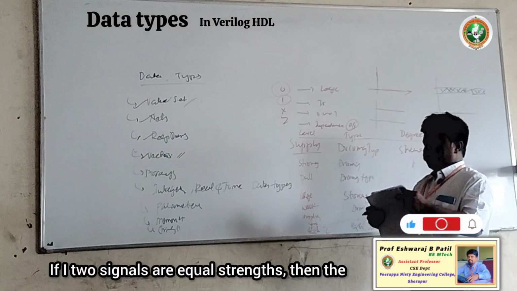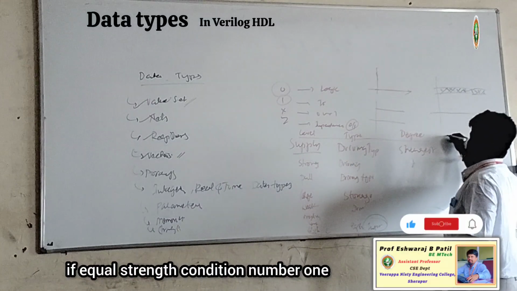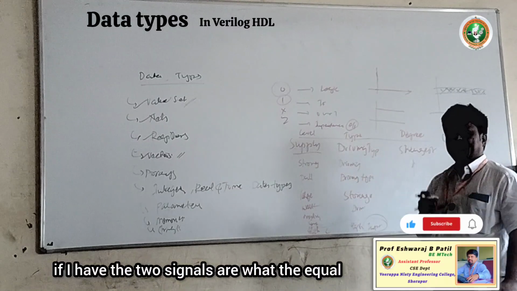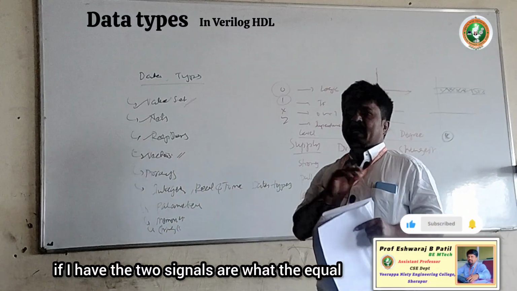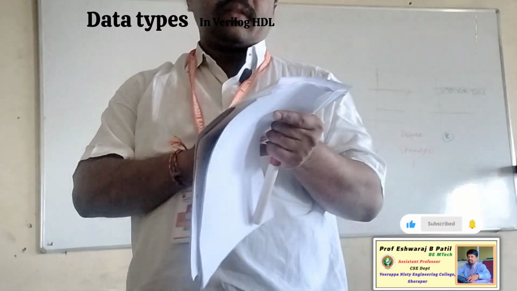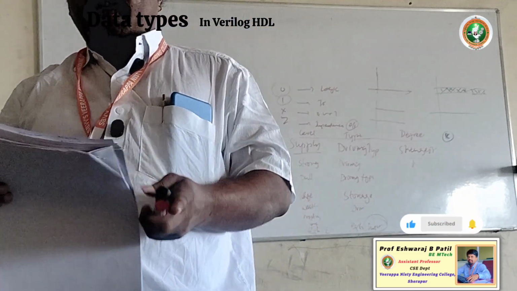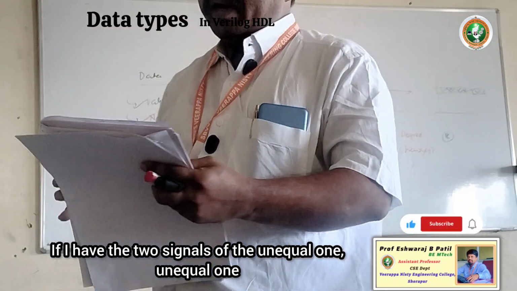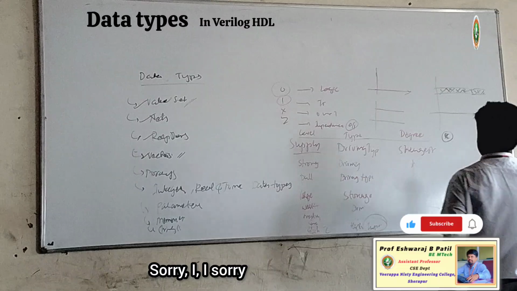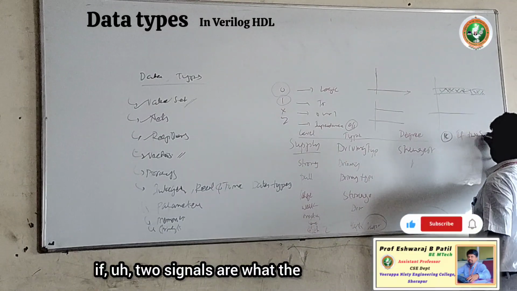If two signals are of equal strength, then definitely the stronger signal will prevail. If equal strength is condition number 1. Condition number 1: if I have two signals of equal strength, then the stronger one will come. The stronger one signal will prevail. If I have two signals that are unequal.